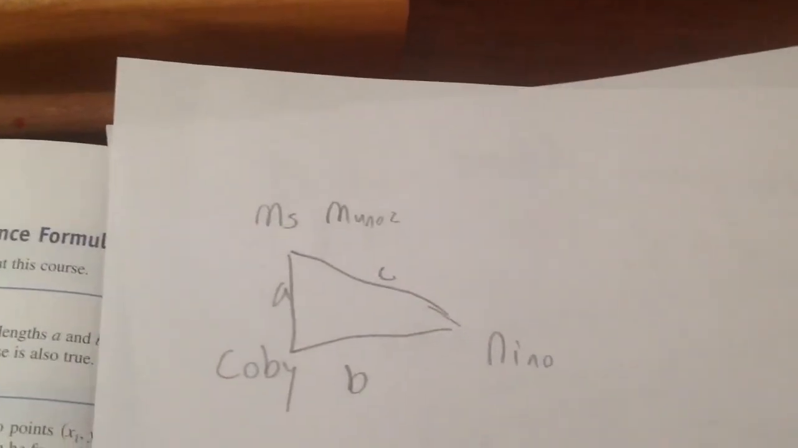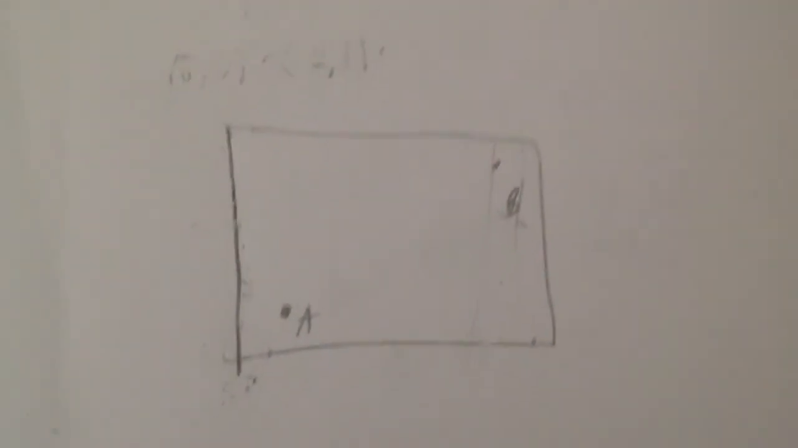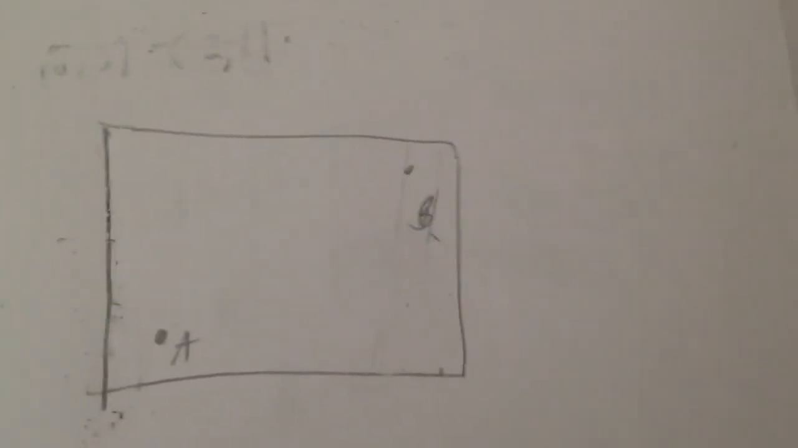Examples of these would be finding the distance between Miss Munoz, Kobe, and Nino. And that would be done using the Pythagorean theorem. Using the distance formula, you could find point A to point B on a map if they do not give you a key, but it is gridded.